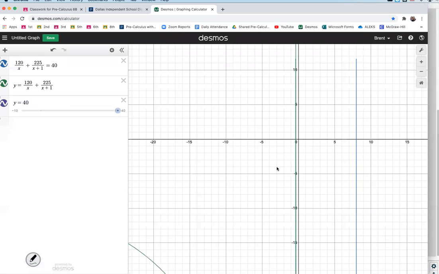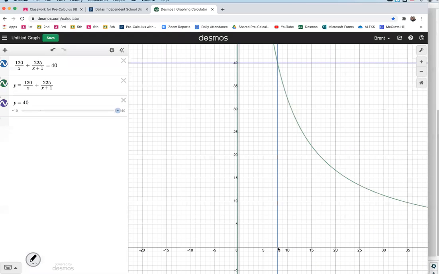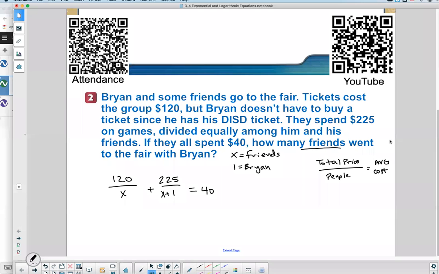If I zoomed out to 40 on the y, now the calculator, you can literally click it and it'll tell you your value. Whereas down here, it would not click, it's not clickable. This one up at 40, because that's the number that's by itself, you can click it and it tells you the exact answer is 8. So 8 friends went with Brian to the fair.